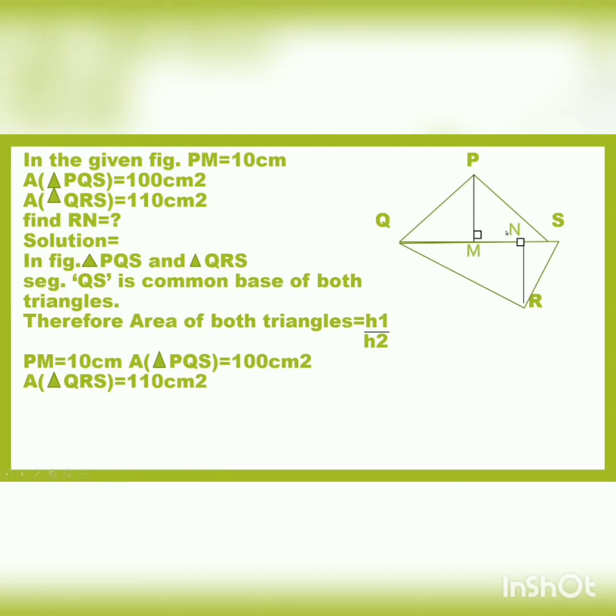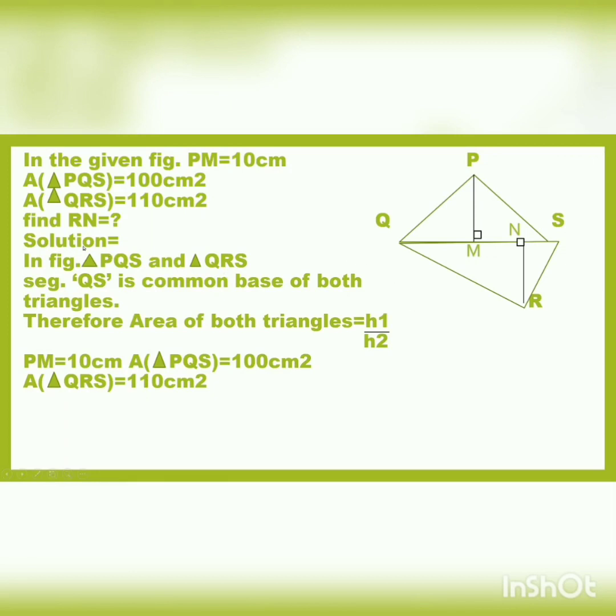Now both triangles have the same base. So using the property of triangles having the same base, the ratio of the areas of both triangles is equal to h1 upon h2, the ratio of their heights.